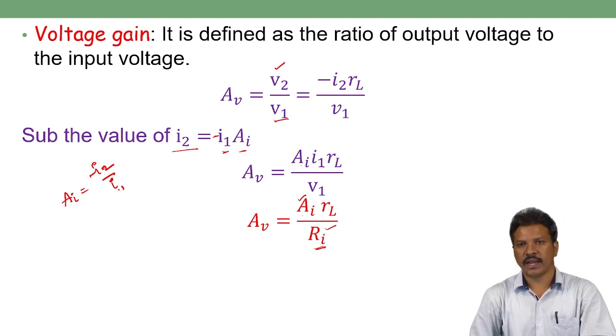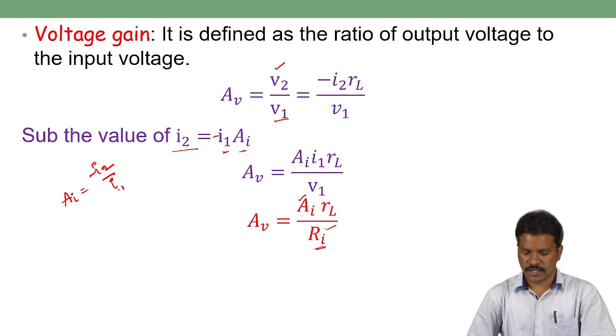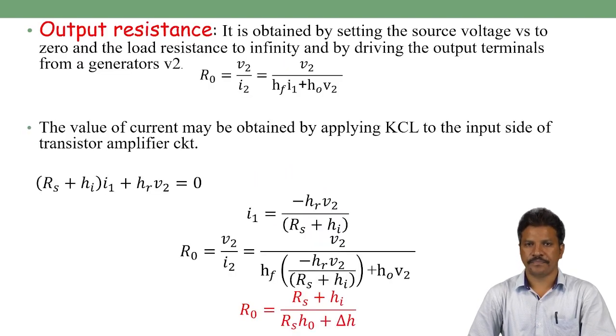It is very simple to calculate. Already Ai and Ri are calculated, then you can just substitute in this Av. Next, output resistance. This is the output resistance.